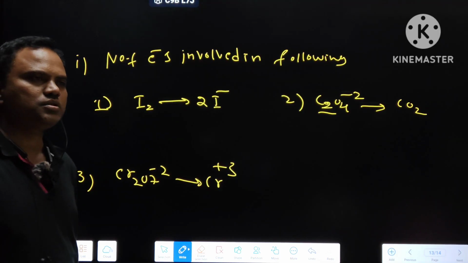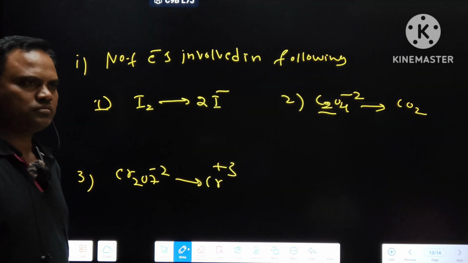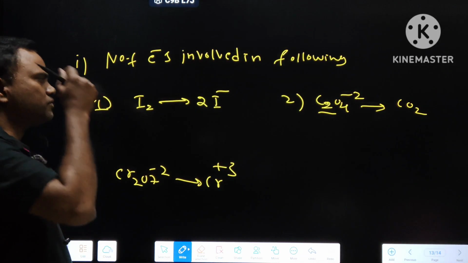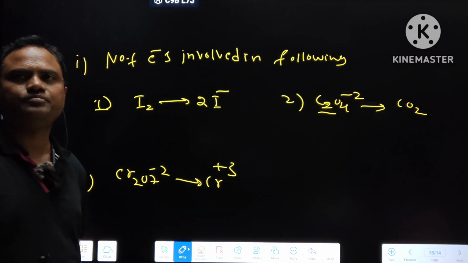Two, 6. In this one, electron is involved.